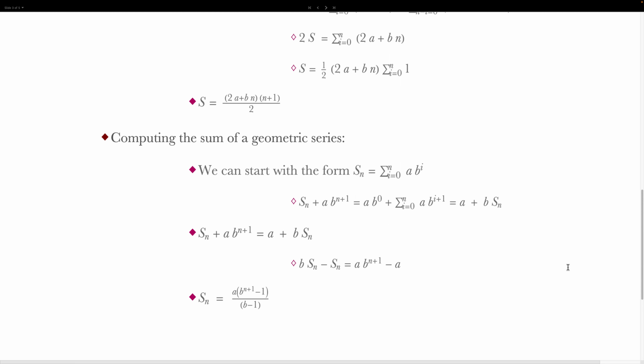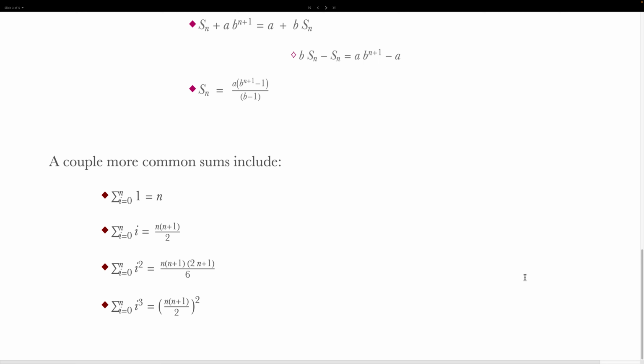Overall, this establishes our next rule as the sum from i equals 0 to i equals n of a times b to the power of i is equal to a times b to the power of n plus 1 minus 1, all divided by b minus 1. Now to add on to this list, we can include the rules: the sum from i equals 0 to i equals n of 1 is equal to n. The sum from i equals 0 to i equals n of i is equal to n times n plus 1 divided by 2. Notice that this is a special form of a plus bi, where a is equal to 0 and b is equal to 1.